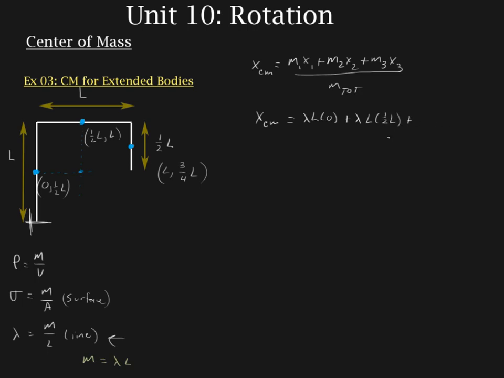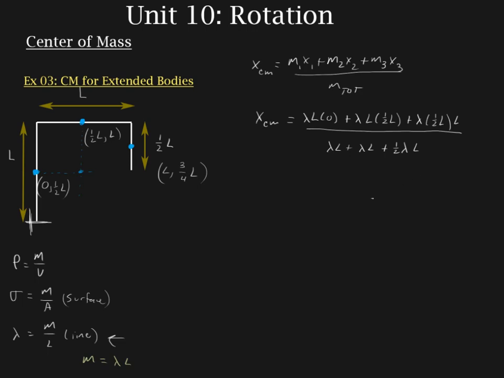plus m3, which is going to be lambda times, and now the length of this wire is 1/2 of L. So this becomes 1/2 L. And then x3 is just going to be equal to L. And then we divide that by the total of lambda L plus lambda L plus 1/2 lambda L. So we get lambda L plus lambda L plus 1/2 lambda L.